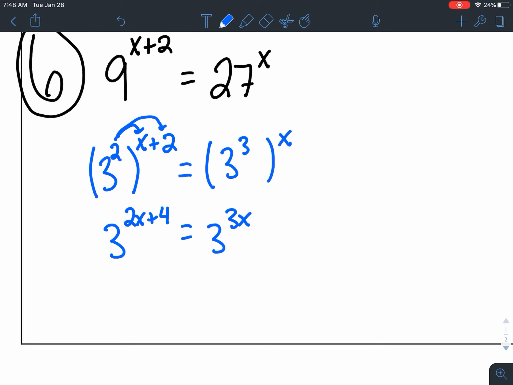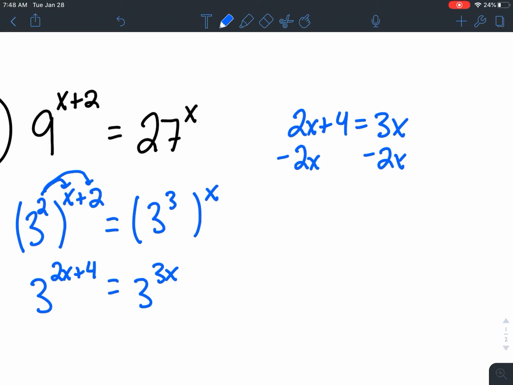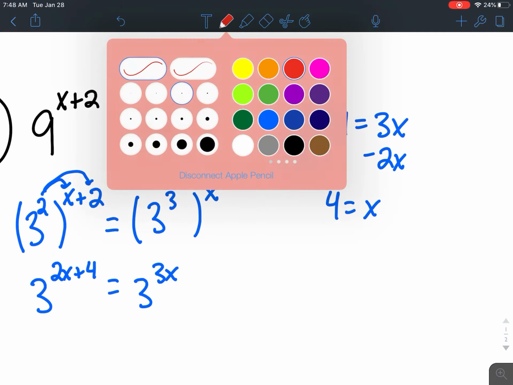From here, I'm just going to take those two exponents and set them equal to each other. 2x plus 4 equals 3x. So in this case, I'm going to subtract my 2x on both sides, and I get 4 equals x.